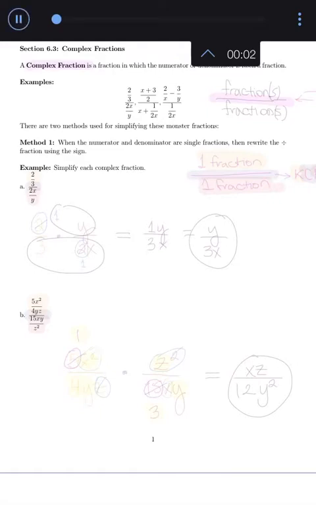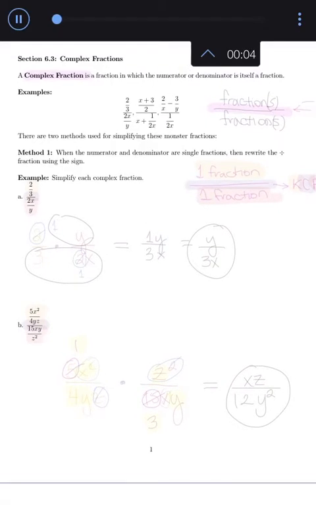In section 6.3, we're going to talk about something called complex fractions. Complex fractions are fractions of fractions, which means you have one big fraction that has fractions on top and fractions on the bottom. Now, it may have one fraction on the top or one fraction on the bottom, but it has at least one either on the top or on the bottom.